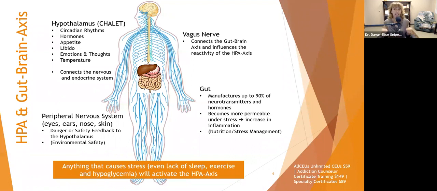But basically, the take home is anything that causes stress, even a lack of sleep, exercise, or hypoglycemia will activate the HPA axis. And anytime your gut gets out of whack because it doesn't have the right building blocks, or because there's stress, or because you're sick, then the vagus nerve may send a signal to the brain that all is not okay in the person's body.